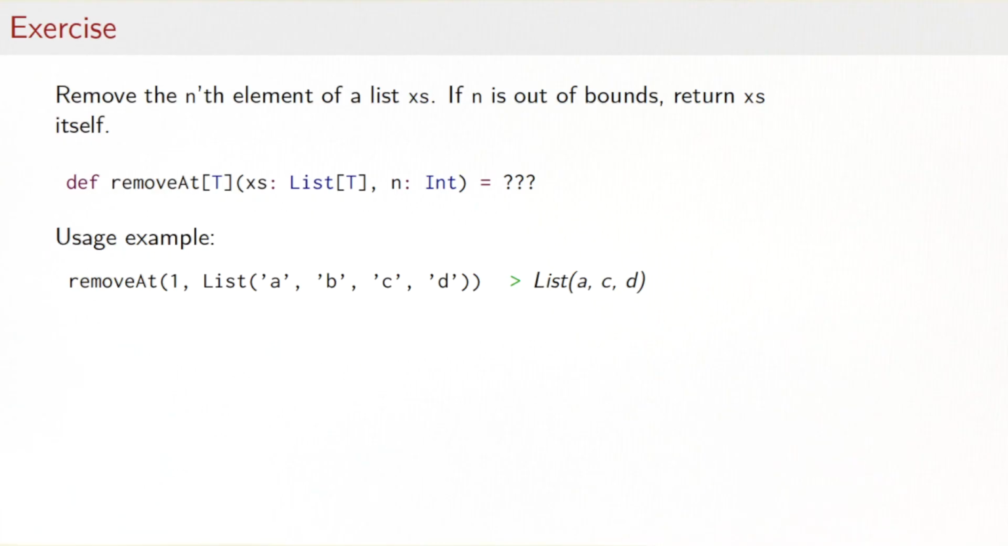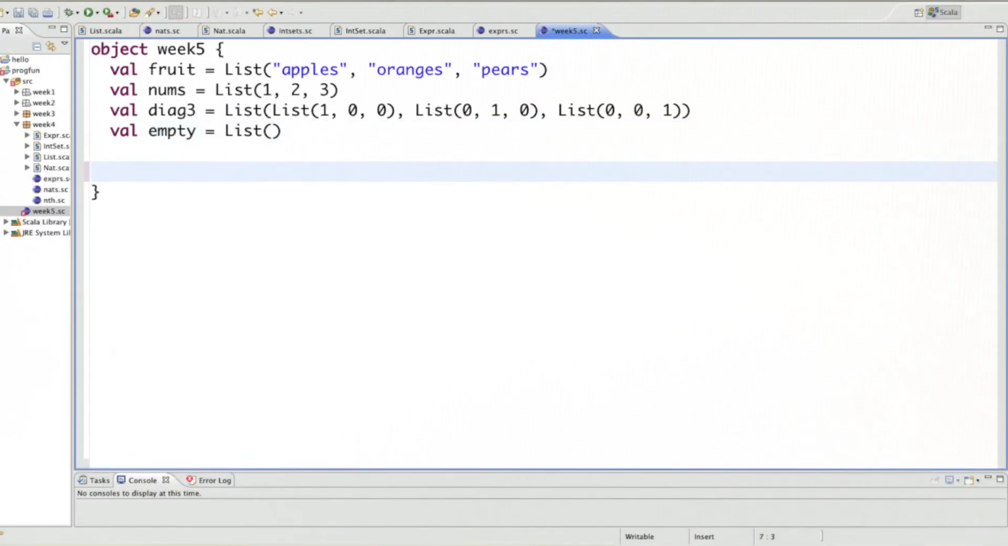So here's an exercise. The question is, how could you write a method that removes the nth element of a list xs? If n is out of bounds in the list, then we would just return the list xs. So as an example, if we call remove at index 1 in the list of a, b, c, d, then we would expect to get back the list a, c, d. The element at index 1 would be removed. So let's grab a worksheet to see how we could answer that question.